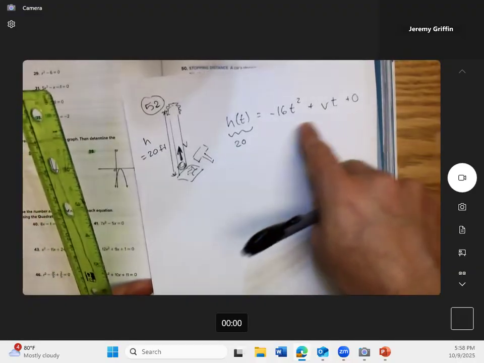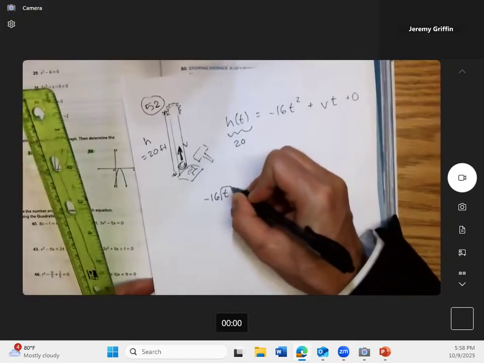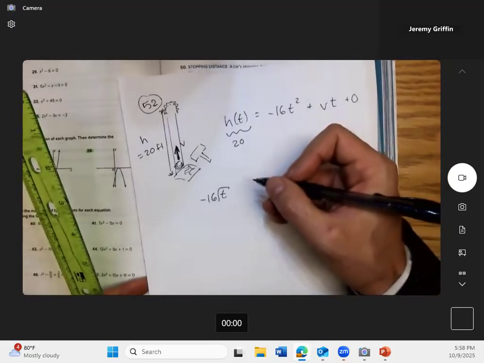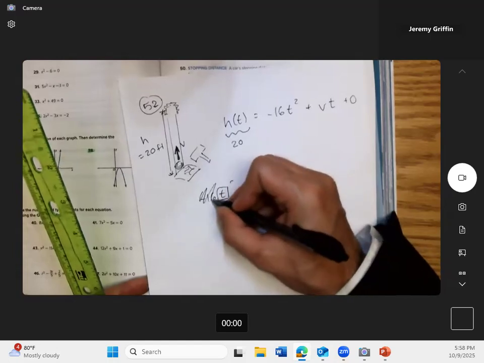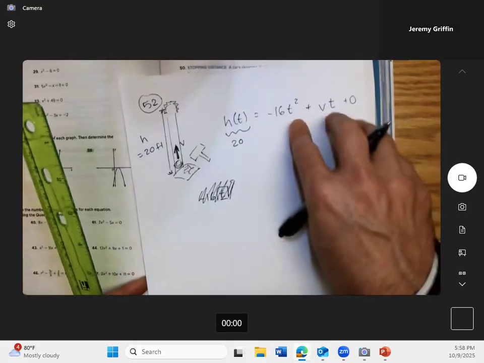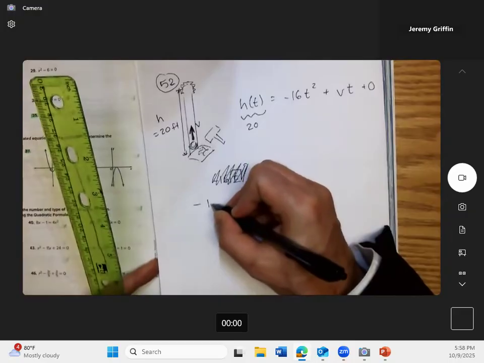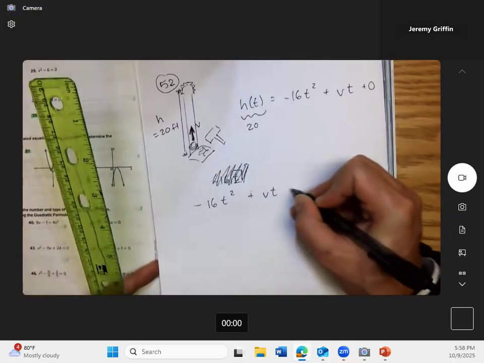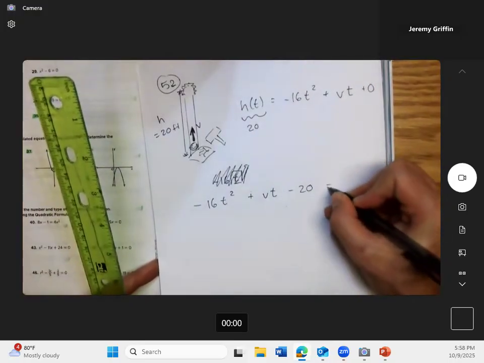So I'm going to subtract this over to get z equals 0. So I'll say negative 16t. Hang on a minute. I shouldn't box the t. We're not actually solving for t. The question is more geared towards what is v. So there's sort of like two unknowns, but I'll show you how that's still okay. So negative 16t squared plus vt, and then subtract this 20 over, minus 20 equals 0.